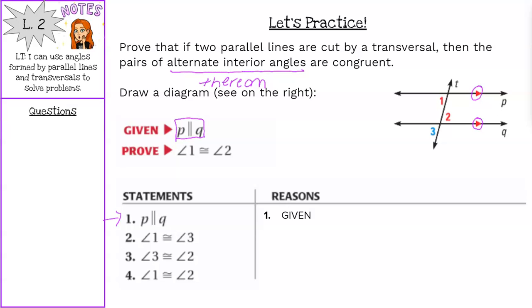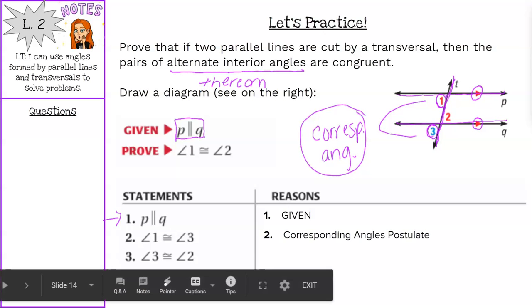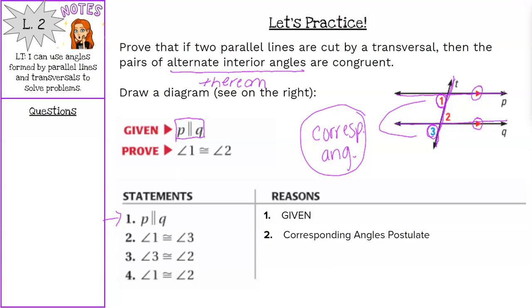Well, if we look at that, why can we say that angle 1 is congruent to angle 3? Parallel lines cut by a transversal. Always look to see what kind of angles we have. Right there, those are corresponding angles. They're in that same position. They're in that bottom left position. So we can use the corresponding angles postulate, which tells us that corresponding angles are congruent if the two lines are parallel.